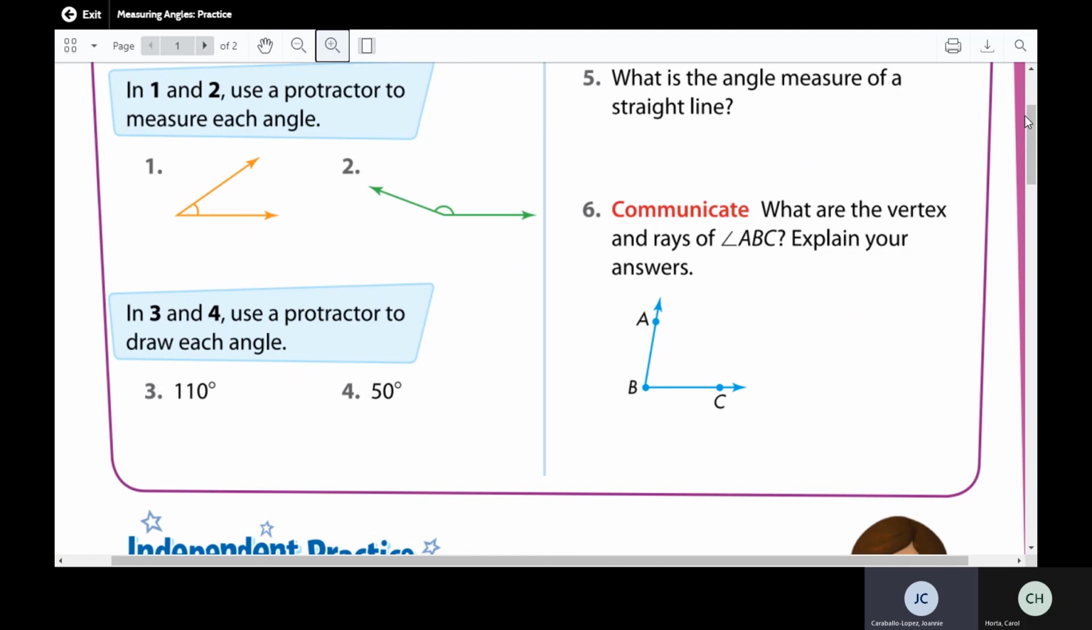Does anyone need to use the restroom? All right, let's go ahead and line up.